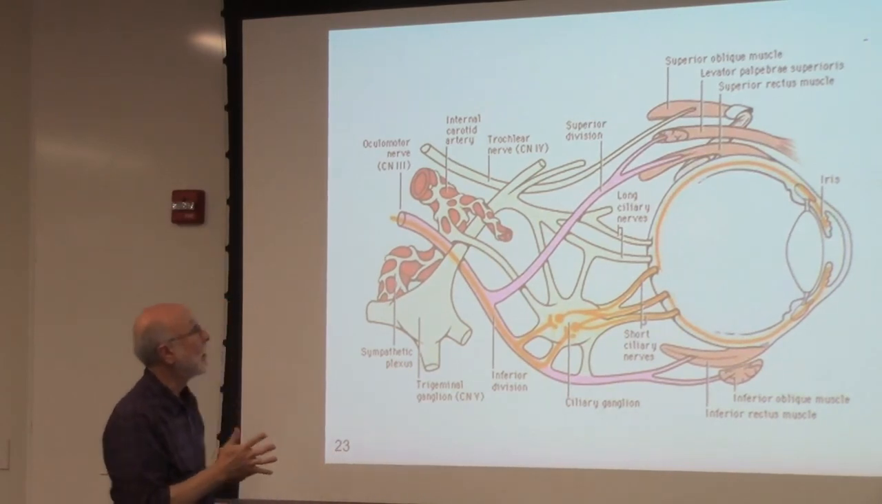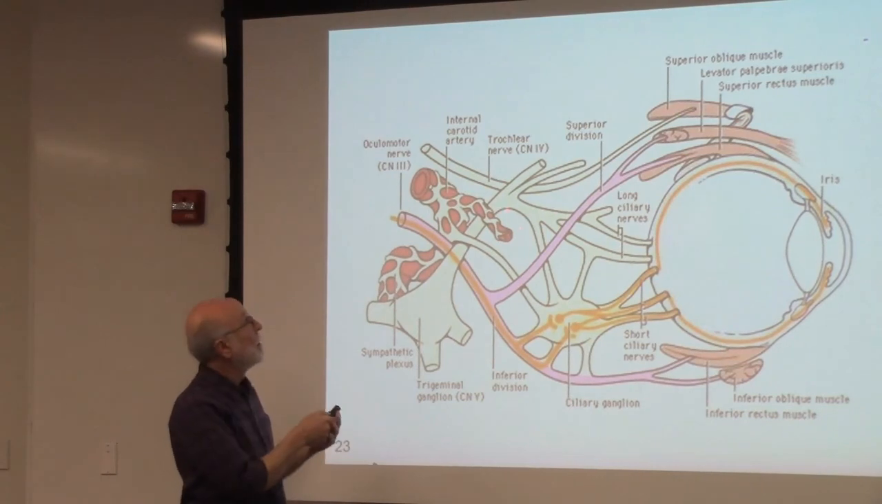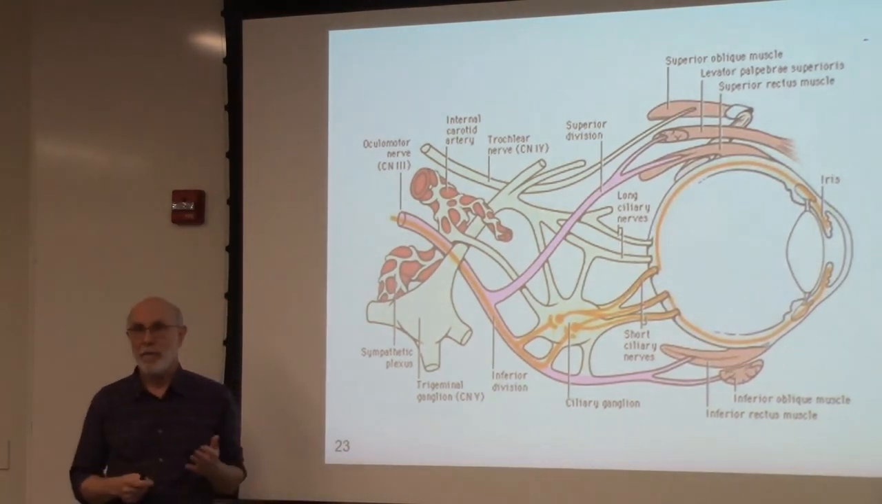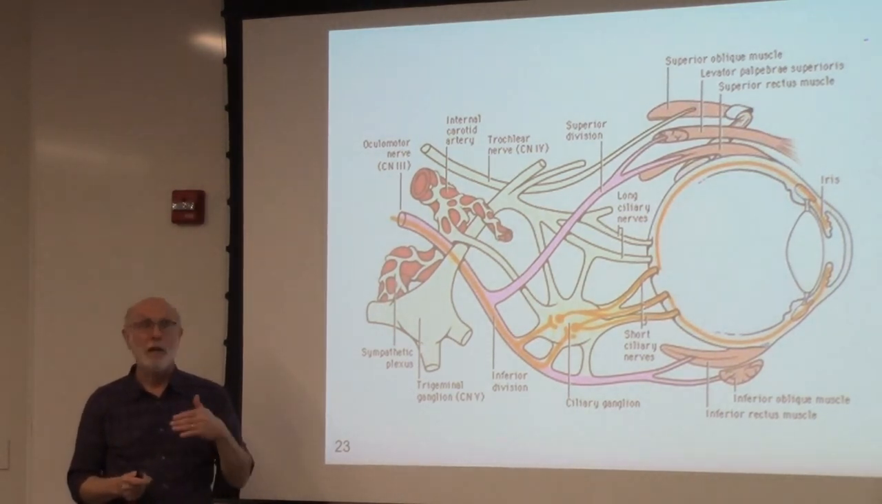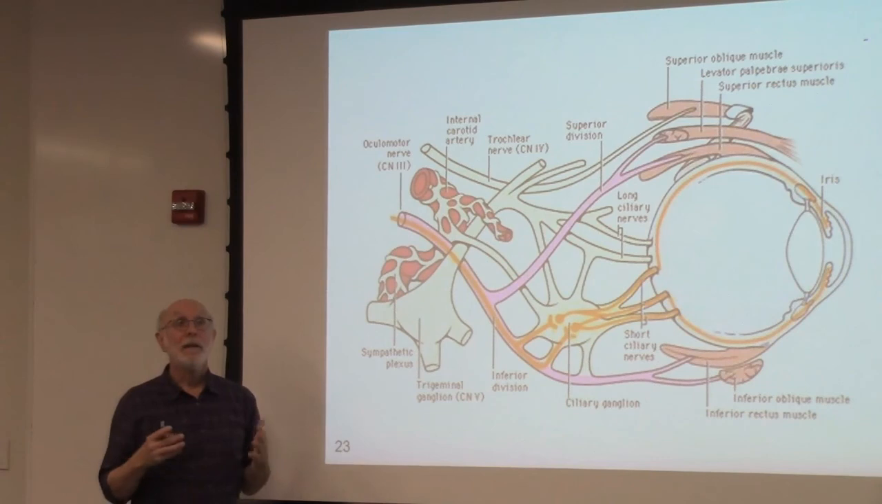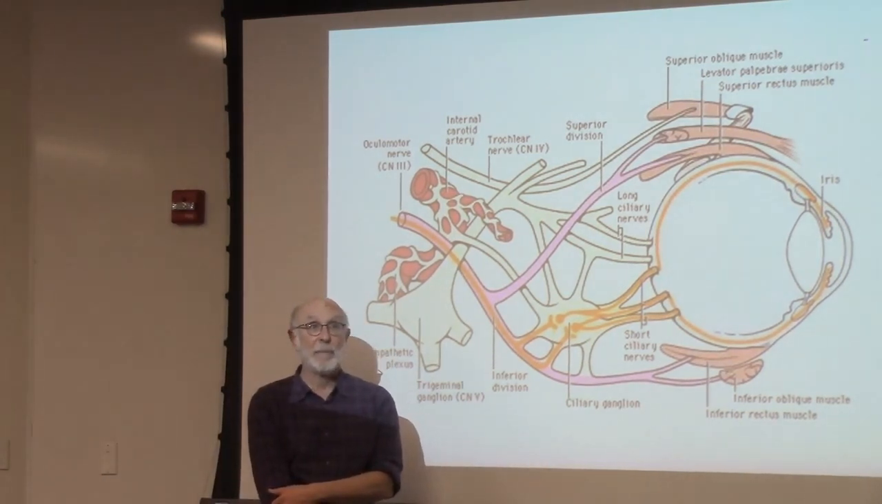What else did I want to say about this? The nerve that innervates the superior oblique is the trochlear nerve. The superior oblique goes through the trochlea, the pulley, and it is innervated by the trochlear nerve. The lateral rectus, on both sides, is innervated by the abducens nerve.